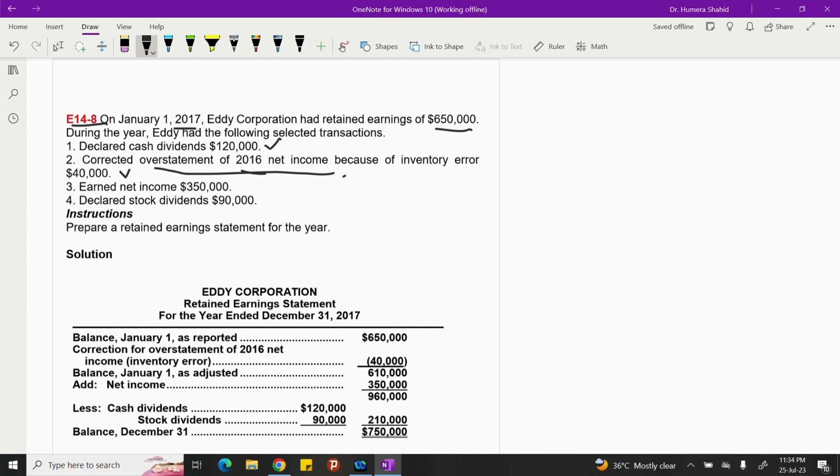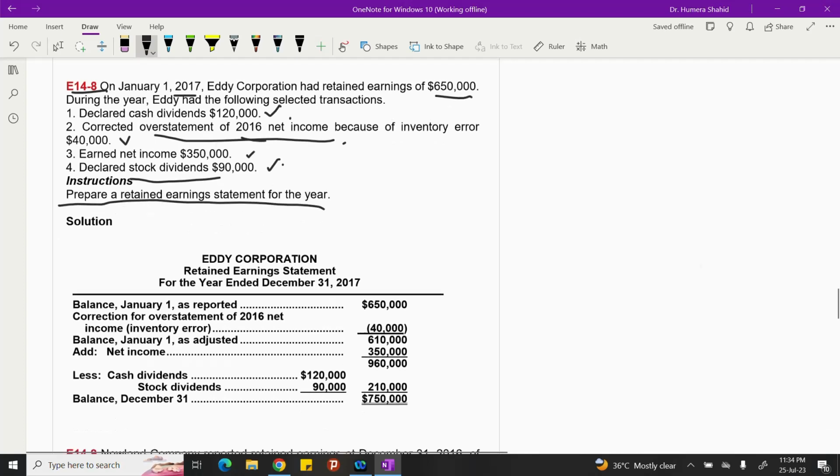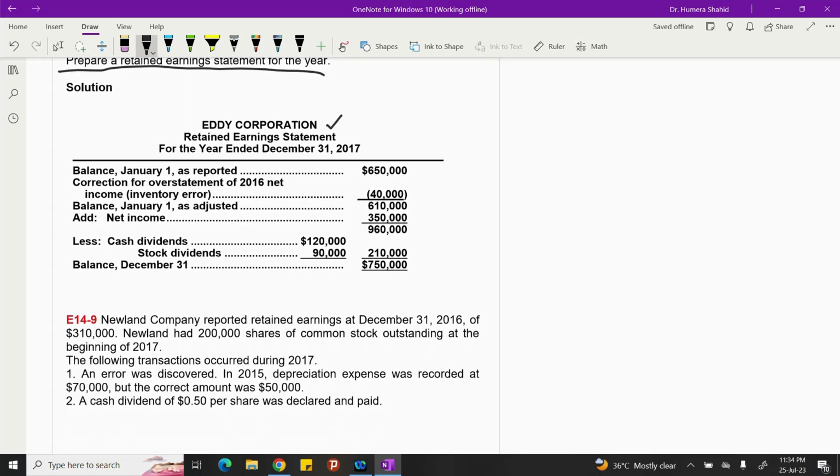The company has earned a net income this year of 350,000, and it also declared a stock dividend of 90,000. So we have cash dividend and stock dividend, so we will be putting them in the internal column. We need to prepare the retained earnings statement for the year. So let's do this. Eddy Corporation retained earnings statement for the year ended December 31st, 2017.